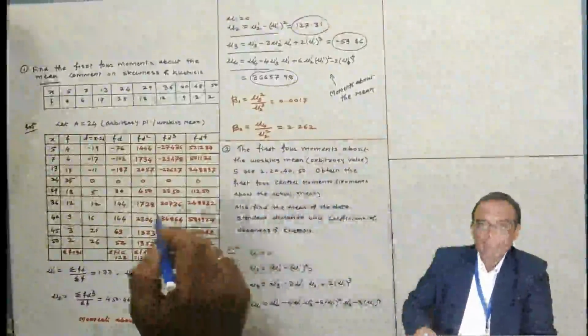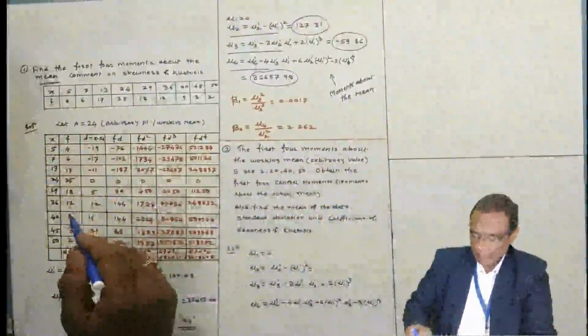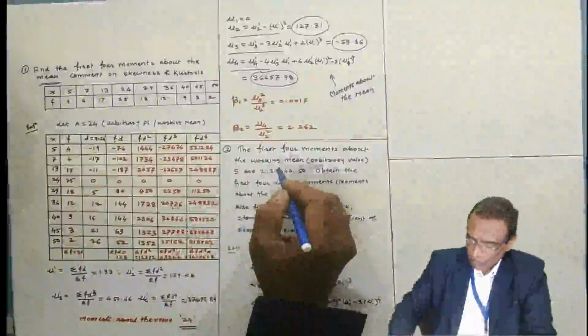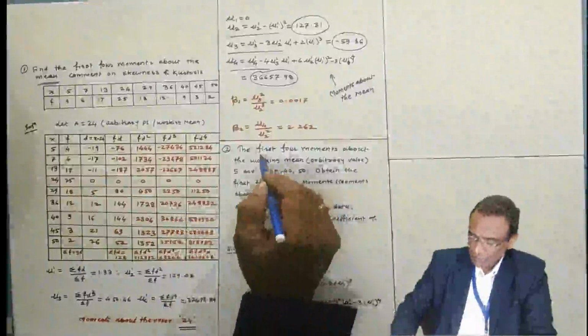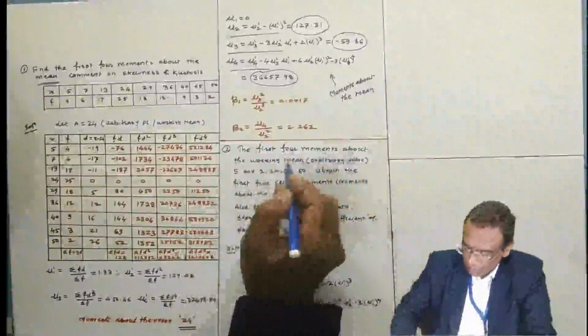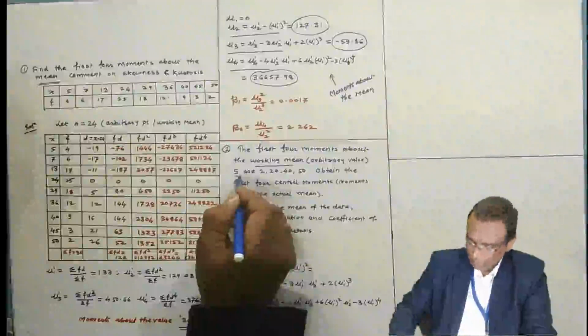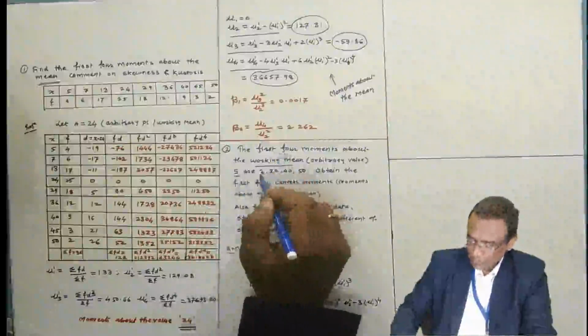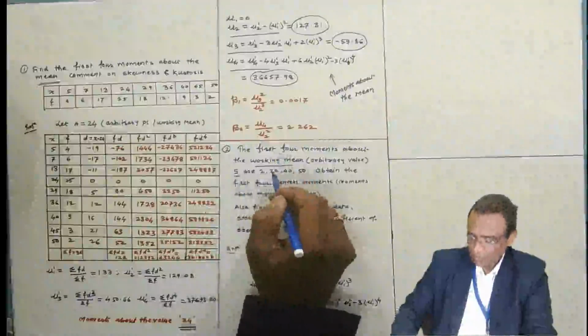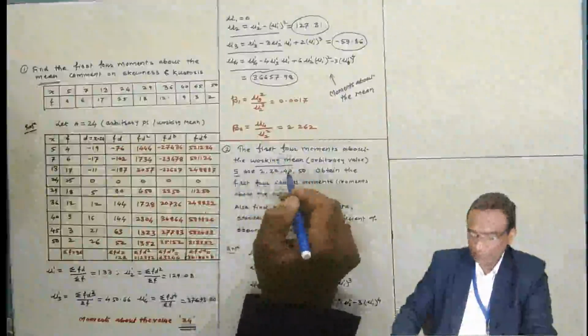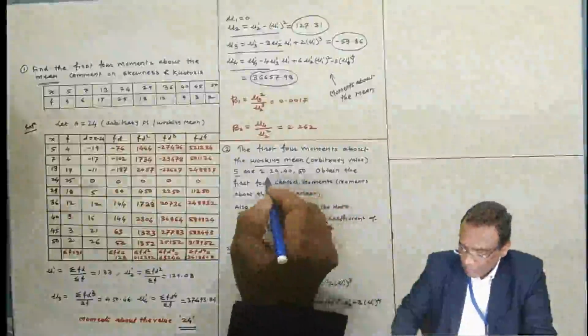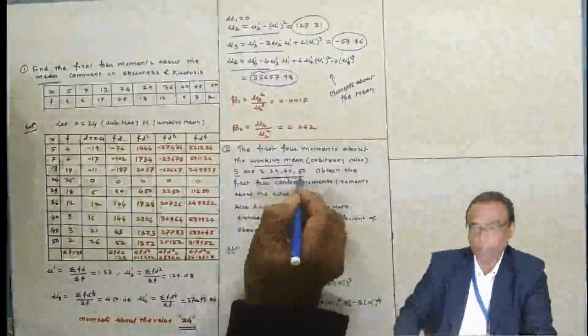Here, the data is not given directly. The first 4 moments about the working mean or arbitrary point 5 are given. The first moment is 2, second is 20, 40 and 50. These are the moments about the arbitrary point.